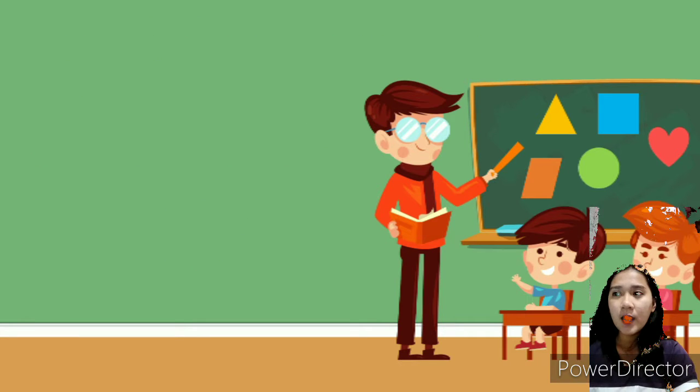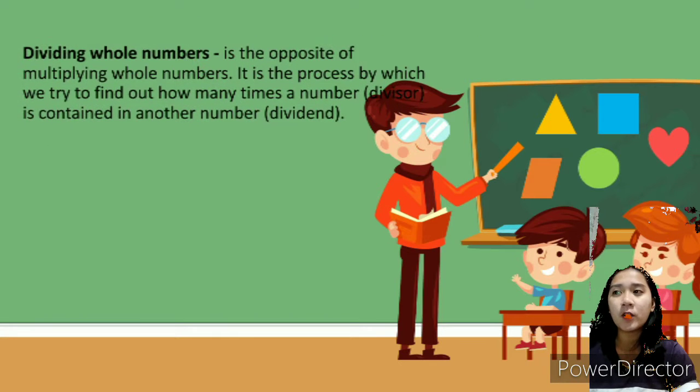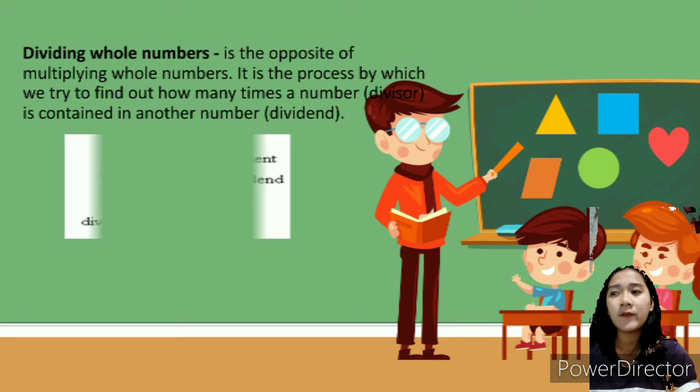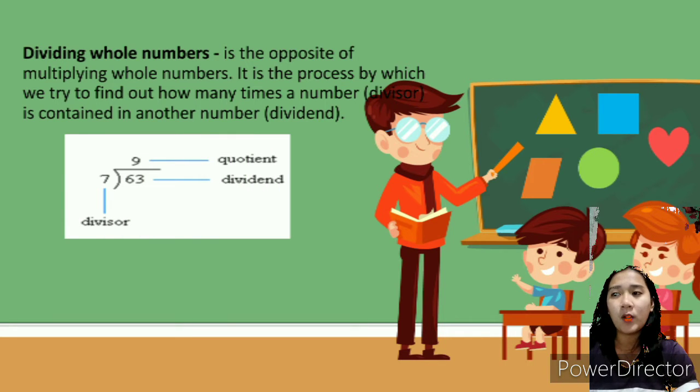Division. Dividing whole numbers is the opposite of multiplying whole numbers. It is the process by which we try to find out how many times a number, the divisor, goes into another number, the dividend. 63 divided by 7 is equal to 9. The 7 is the divisor, the 63 is the dividend, and the 9 is the quotient. The 9 is the final answer.